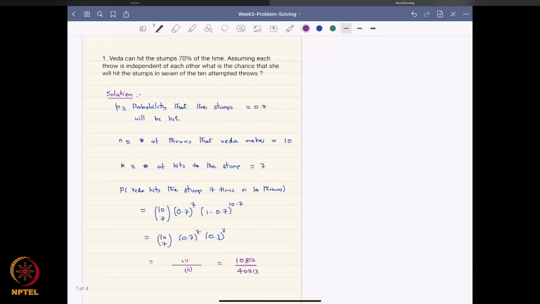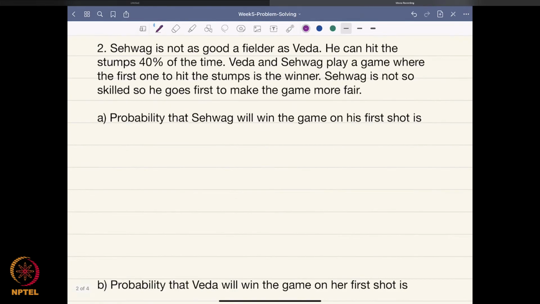Now let's proceed to the next question along similar lines. So let's say Sehwag comes in, and he's not that good a fielder as Veda. He hits the stumps only 40% of the time. Okay. Then Veda says, okay, let's play a game. So Veda and Sehwag play a game where the first one to hit the stumps is the winner. So Sehwag is not as good. He's only a 40% stump hitter. Veda is 70%. So Sehwag goes first. Whoever hits the stump first wins. So what's the chance that Sehwag will win the game on his first shot?